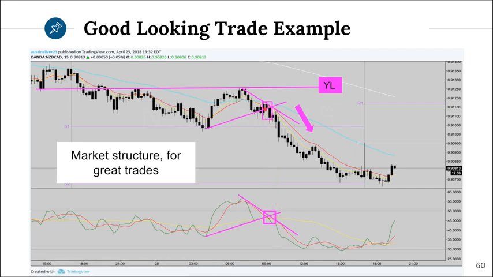It's that simple. I'm not doing anything too complicated. I'm just confirming what it's telling me. And the reason we can confirm it so well and so accurately is because of this TDI.